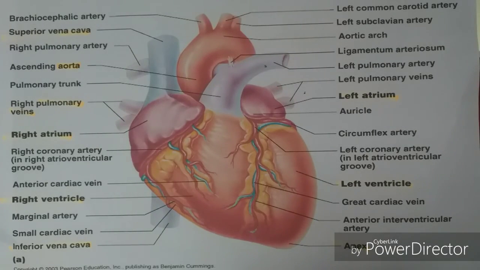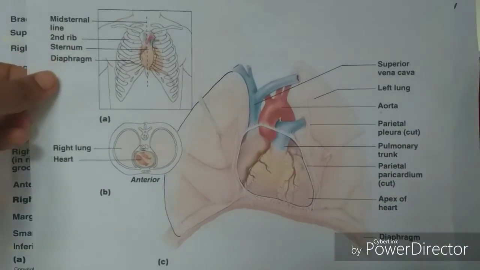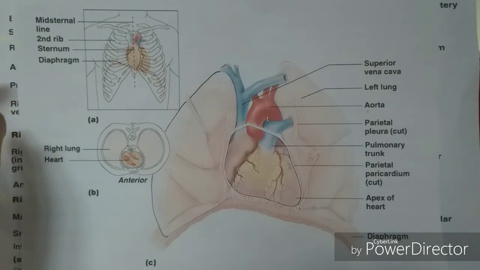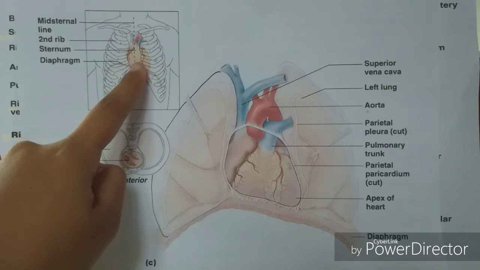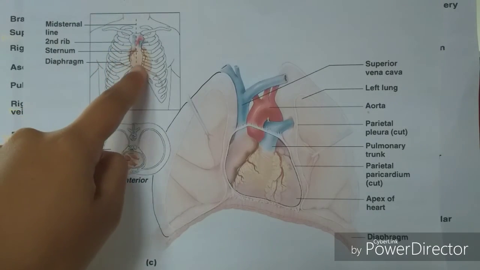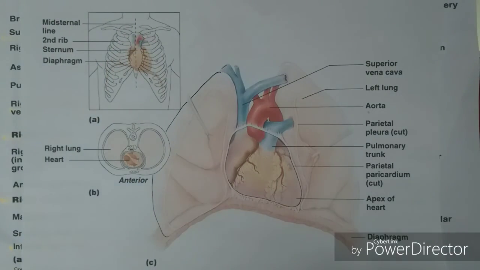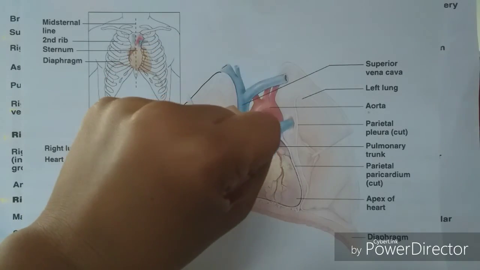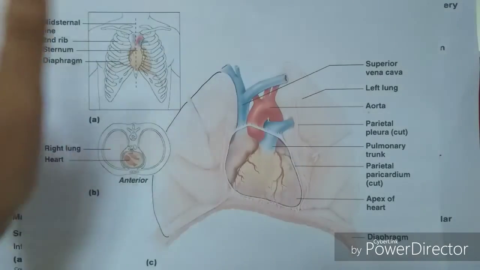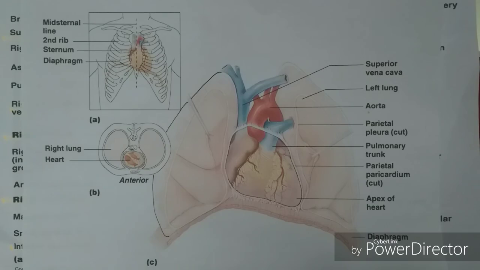So the heart is located at the thorax between the lungs, at the mid-sternal line, second rib of the sternum. So this is the heart. The heart is about the size of your fist. So this is the size of my heart, and it weighs less than 1 pound.